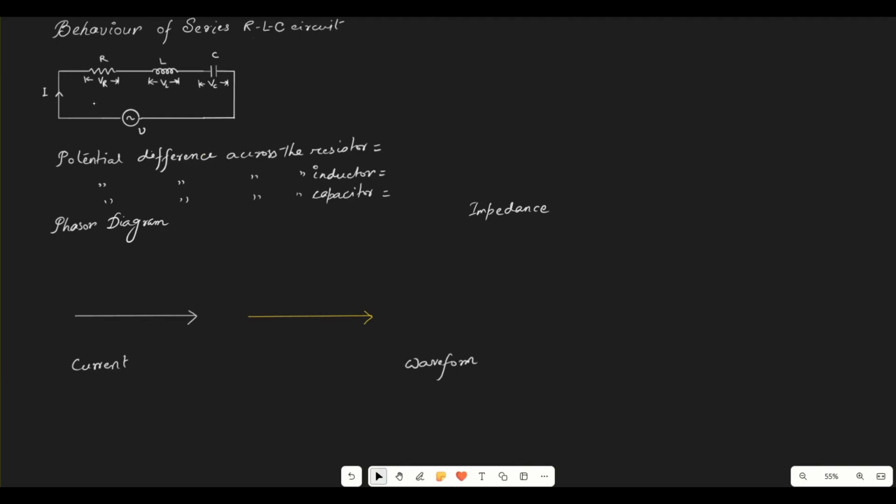So this is the circuit diagram for RLC circuit, where we have pure resistor, pure inductor and pure capacitor, applied by a voltage V, and the current in the circuit is I. So the potential difference across the resistor, as we already know, VR is RI, then VL is XL I, and VC is XC I.